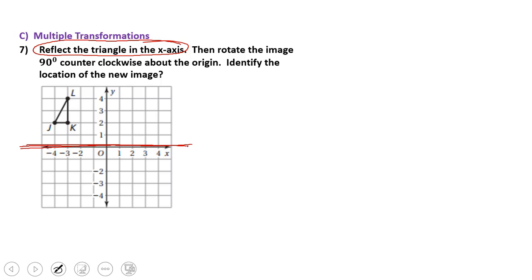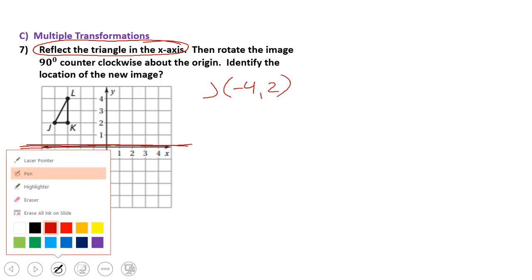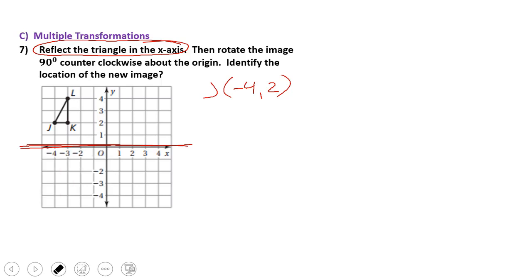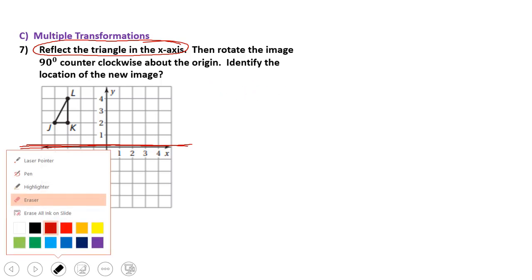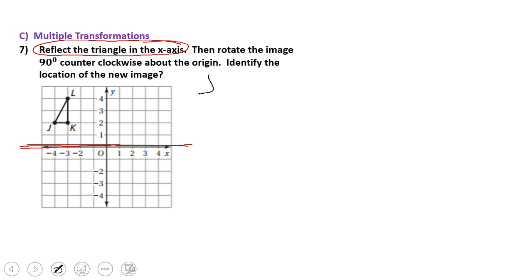line of reflection. I'm going to write down the original coordinates right here. So we have J, and J is at -4, 2. We have K, oops, I didn't want to do it in that color, my bad. I'm going to erase that. I'm going to put it in black for my original. So J is -4, 2. K is at -3, 2. And L is located at -3, 4.